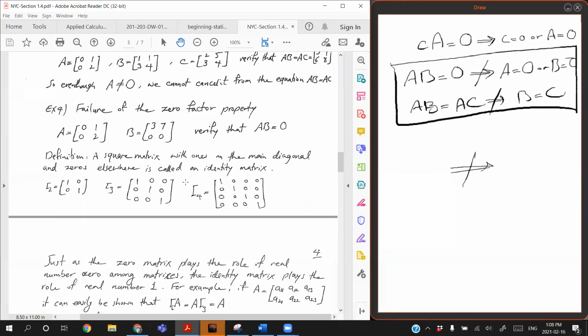Okay. Next example, this is the failure of the zero factor property. Here I'm using two matrices A and B, which are not zero matrices. This is not the zero matrix. This is not the zero matrix. None of them are zero. But if you multiply them, you will see that the result is going to be zero. So what does this show? It shows that the product AB equals 0 does not imply that either A is 0 or B is 0. Maybe none of them is 0, but the product is 0. And in this case, none of them is 0, but the product is 0. You're good?